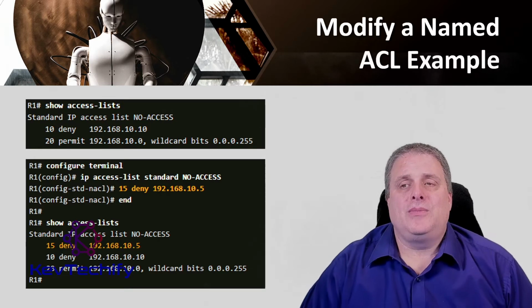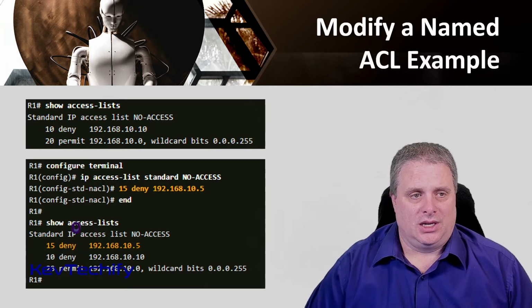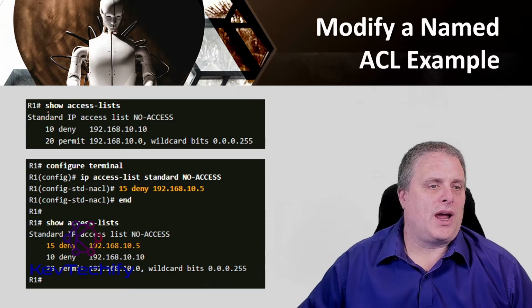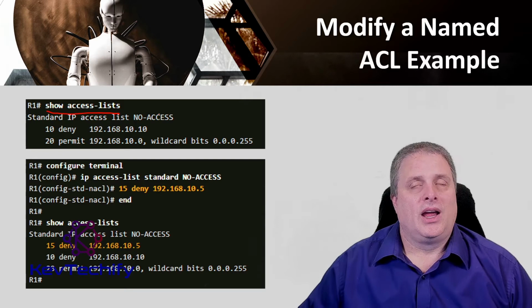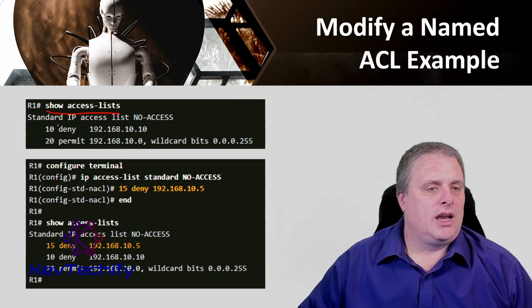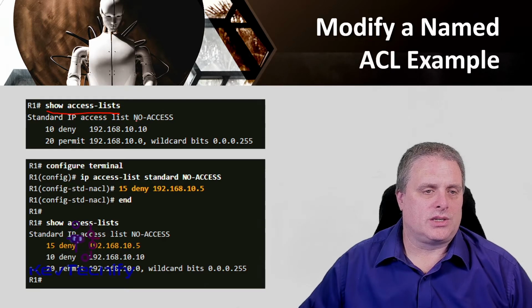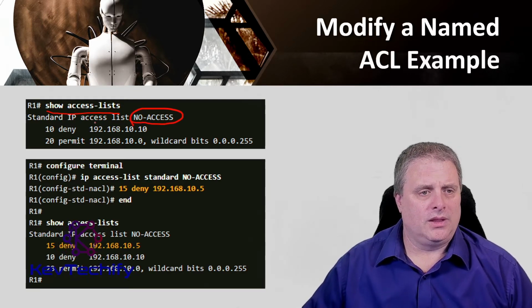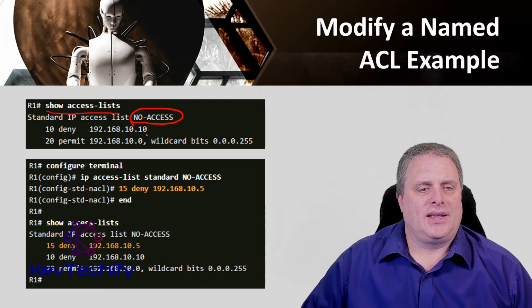To modify a named access control list, first thing we have to do is get the name of that. Using the show access list command again, to list out all the access lists we have and the access control entries here. Here we have one access control list defined. It's no access. Then we can go in here and make the change.